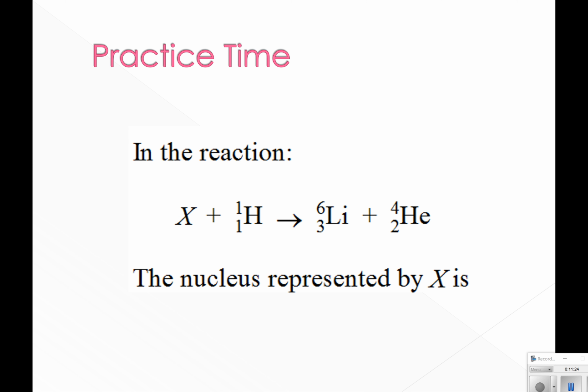In this case, we know everything on the right side, our product side. So we can start with our atomic masses. 6 and 4 gives us a total of 10. So we're going to want 10 on the left side. And 3 and 2 gives us a total of 5. So we're going to want 5 on the left side, which means we're going to want a 4 here. And we're going to want a 9 here. Looking this up on the periodic table, we get beryllium-9.